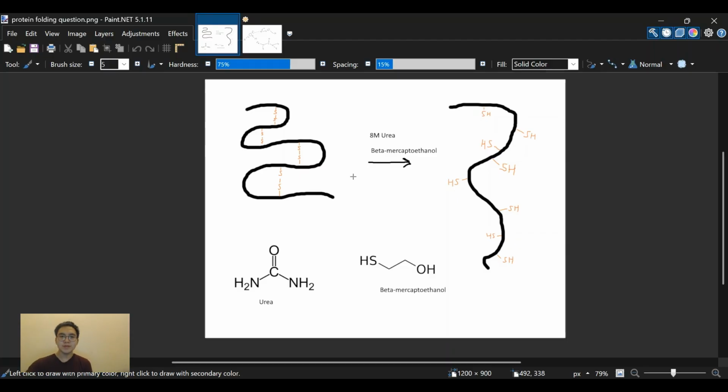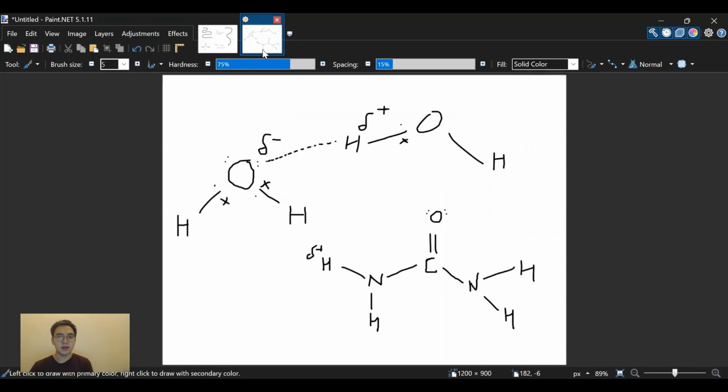But how? Let's think about urea first. Urea is a small molecule. It's got a carbon bonded to oxygen, double bonded, and then it has 2 NH2 groups. Can this disrupt any of the bonds we've mentioned? Hydrogen bonds, ionic bonds, covalent bonds, or hydrophobic, hydrophilic interactions? In fact, it can disrupt hydrogen bonds, and it's very potent at disrupting hydrogen bonds. So then think back to what you know about hydrogen bonds.